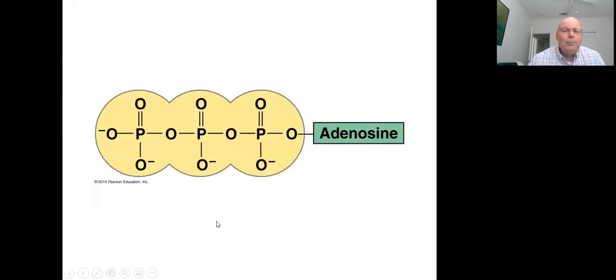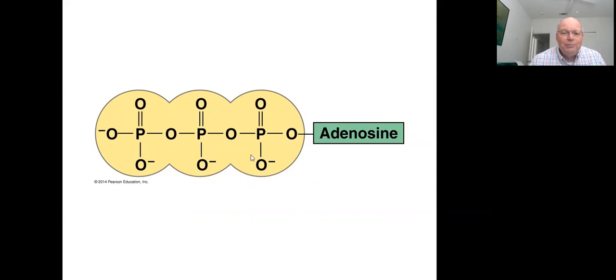So this is the ATP molecule, adenosine triphosphate. And so it's related to an RNA nucleotide, but instead of having one phosphate group on it, as the nucleotide would have, it has 3 phosphate groups on it. And it's the close proximity of these phosphate groups to each other that represents the energy found in an adenosine triphosphate molecule, an ATP molecule.